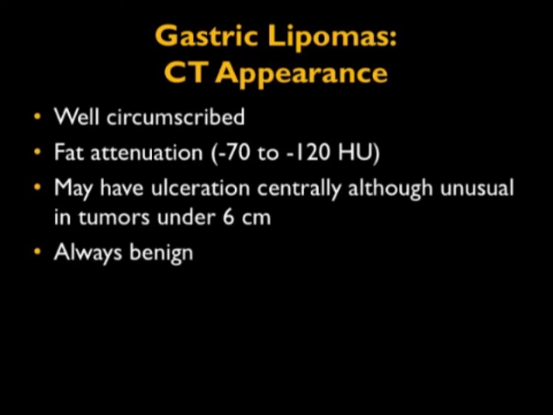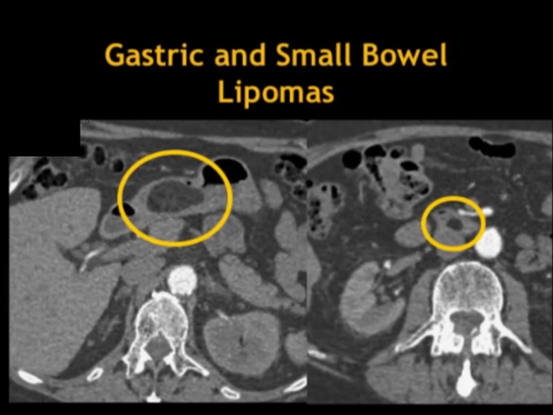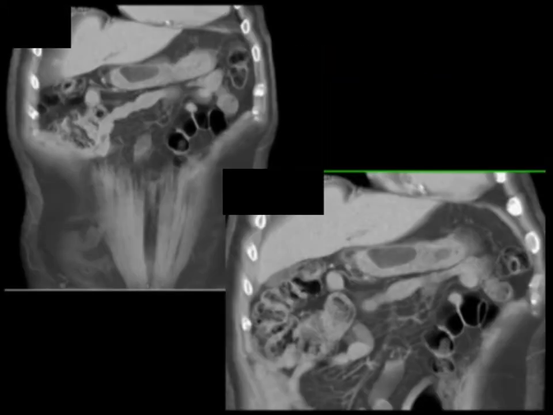They're usually well circumscribed, fatty attenuation around minus 100 Hounsfield units. They can have ulcerations, but that is fairly uncommon, and they're always benign. Beautiful example of a lipoma in the stomach, as well as in the fourth portion of duodenum, very nicely shown in this case, and very nicely shown in the coronal view as well.